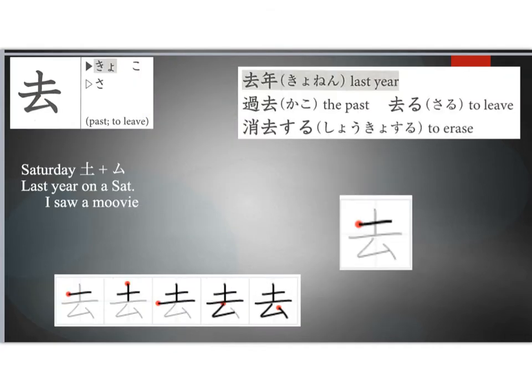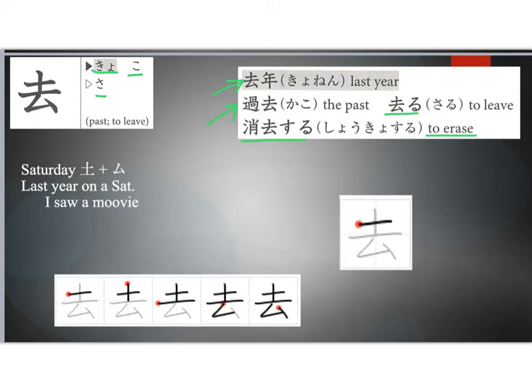Finally, we get to learn the kanji for kyonen. This is kyo. It's also read ko or sa. So, of course, here's kyonen. And then kako. Kako means the past. So sometimes you might hear me say in class kakokei. That means the past tense. Saru, to leave. Also shokyo suru, to erase.